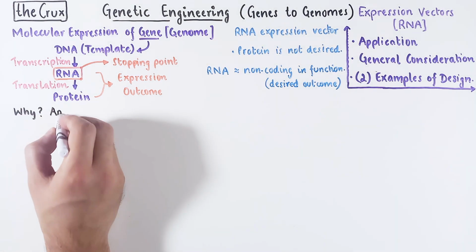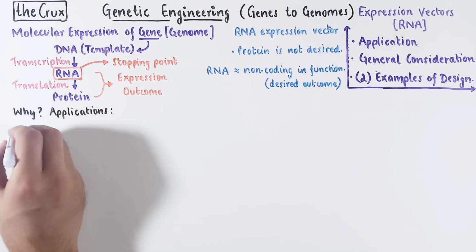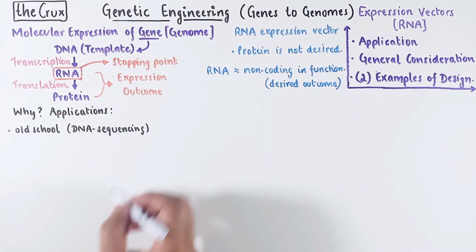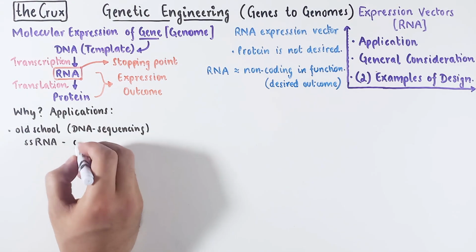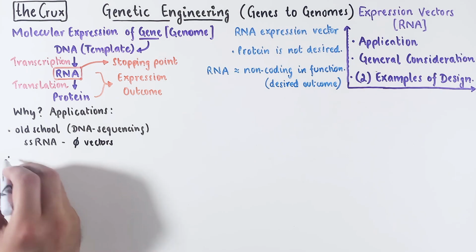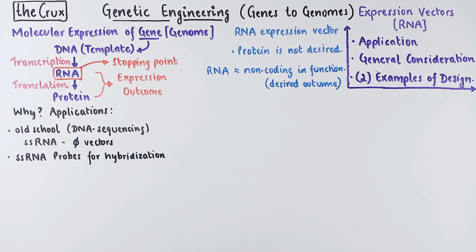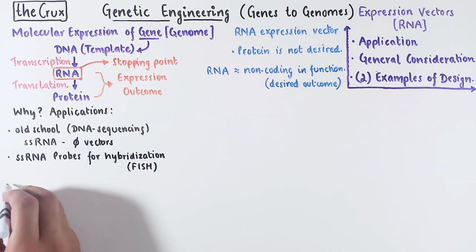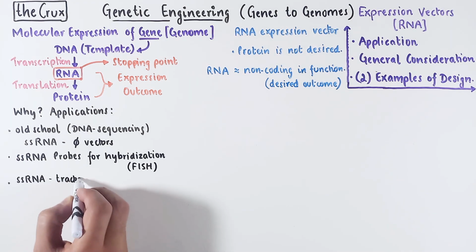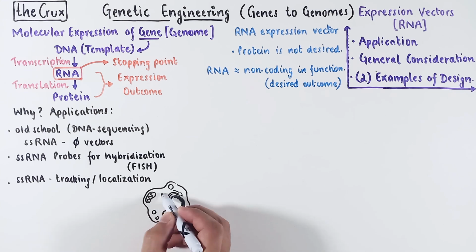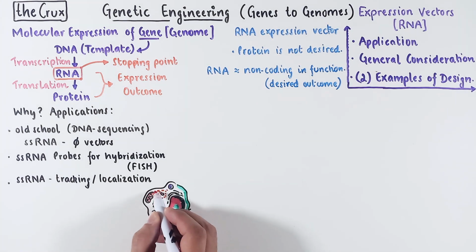So, why do we do this? Back in the day, for DNA sequencing, you needed single-stranded RNA, and phage expression vectors were used to make RNA. Today, if you do hybridization experiments like FISH, you need RNA probes. Studies around RNA tracking and localization need single-stranded RNA. There is evidence to suggest that localization of RNA can affect cellular physiology.